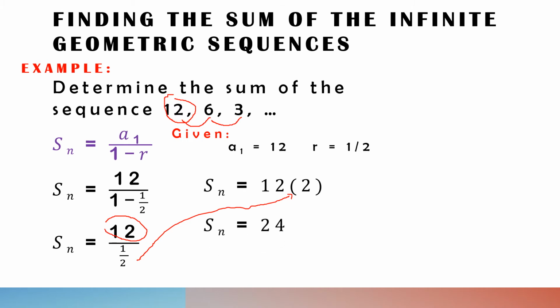Therefore, if we add 12, 6, 3, and so on and so forth, the sum, or the total of all the terms, is 24.